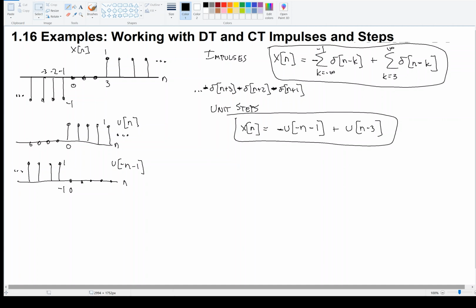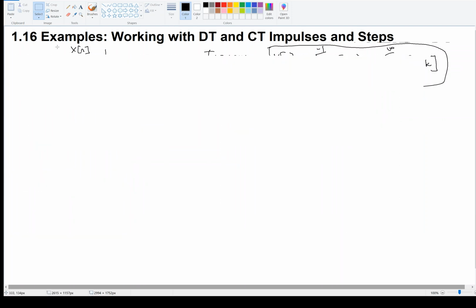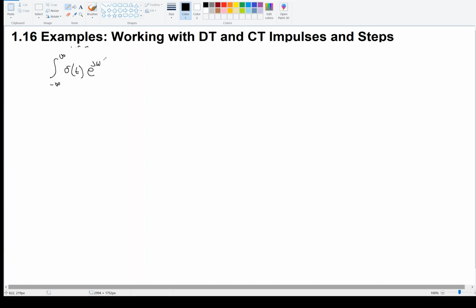All right, let's move on to the continuous time. Okay, let's say we wanted to evaluate this integral. How about the integral from minus infinity to infinity of delta of t e to the j omega t dt.